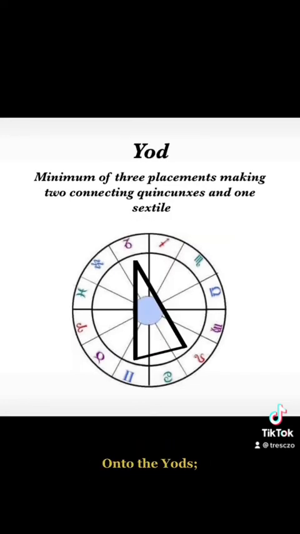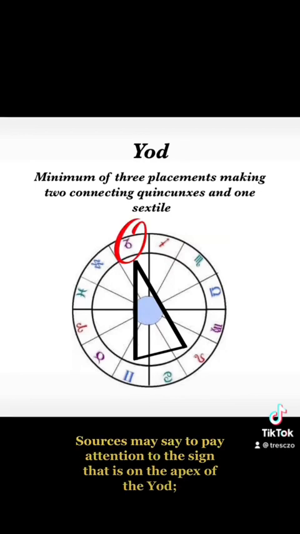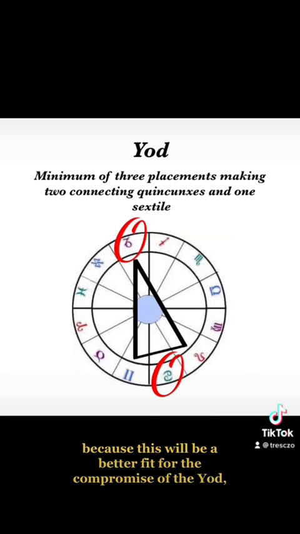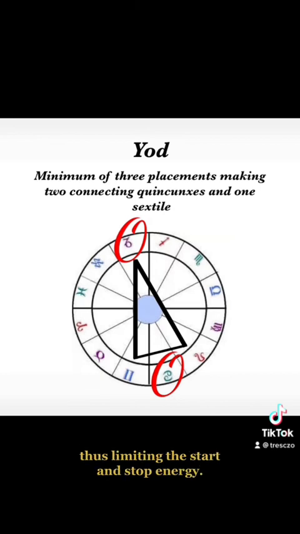On to the Yods, which are a minimum of 3 placements making 2 connecting quincunxes, each 150 degrees, and 1 sextile being 60 degrees. Sources may say to pay attention to the sign that is on the apex of the Yod, but it's better to pay attention to the sign opposing the apex because this will be a better fit for the compromise of the Yod, thus limiting the start and stop energy.